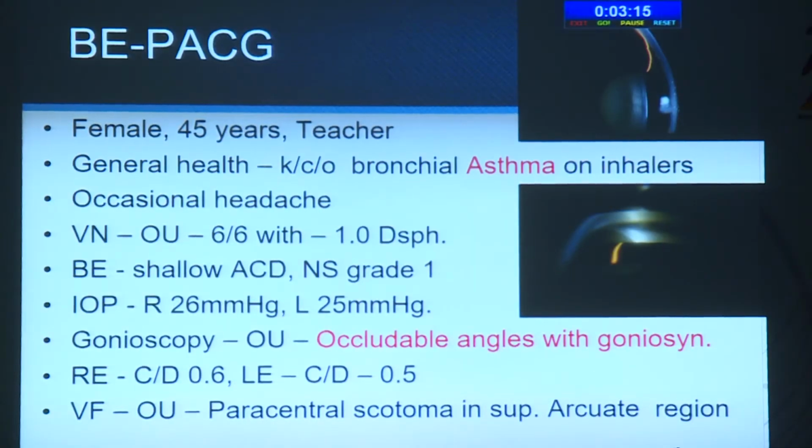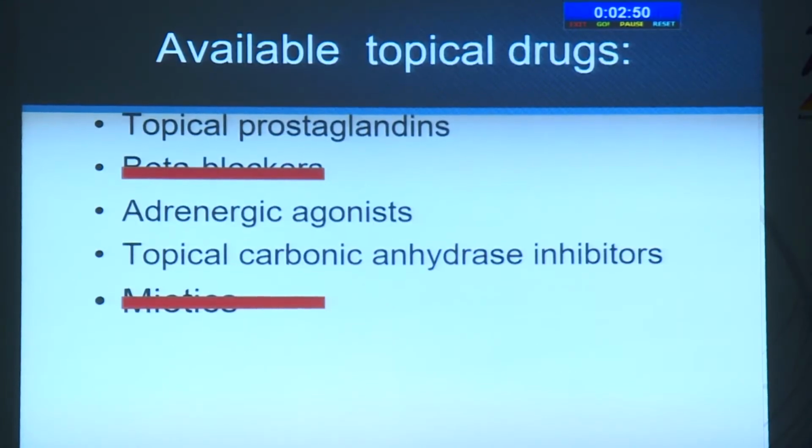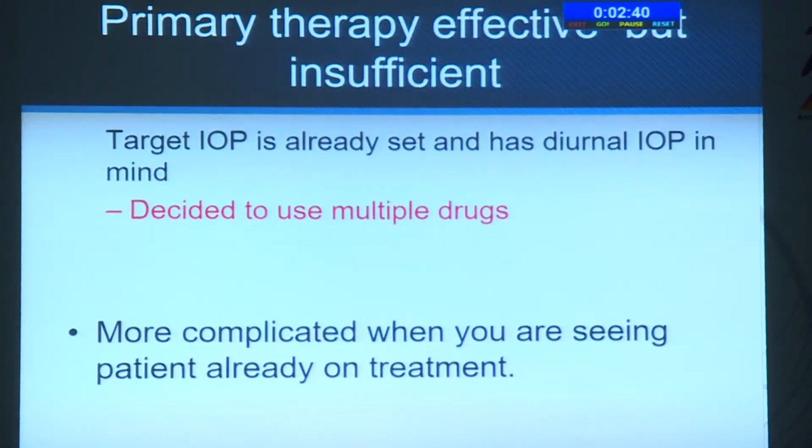Another example is angle closure glaucoma with bronchial asthma. This patient was started on pilocarpine till we did the YAG-PI, and we continued the pilocarpine subsequently, and gonioscopy showed opening up of the angle. The target IOP was achieved, but the problem was discomfort and headache with the pilocarpine. So she wanted to change the medication, and we need to switch the drug. Here the beta blocker is out of the question as the patient is a known case of bronchial asthma, and these are the drugs that one can choose.